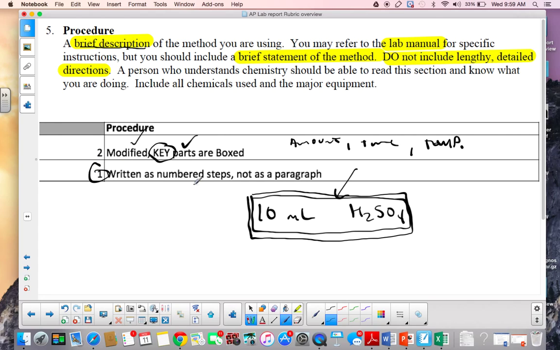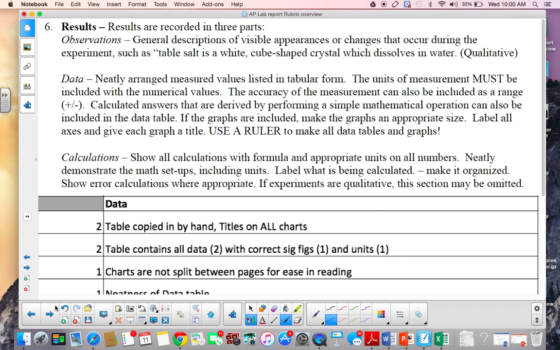It needs to be written as numbered steps, so it would be 1, 2, 3, 4, 5, all the way through. Do not write it as a paragraph, and again, make sure it's real specific. Don't copy it word for word. I would even put it in your own words so you can think about exactly what you need to do. And you're going to get 2 points for writing the modified procedure with the parts boxed. 1 point is if it's numbered steps, not in paragraph form.